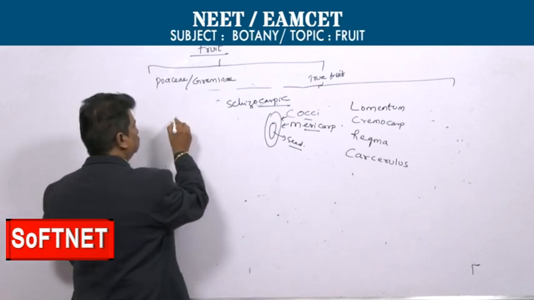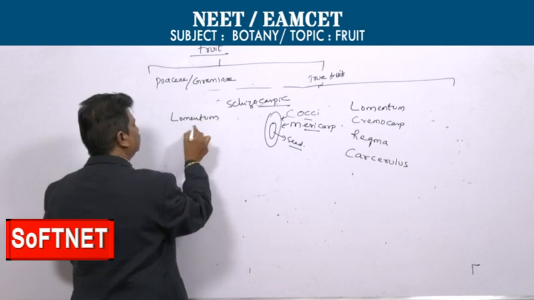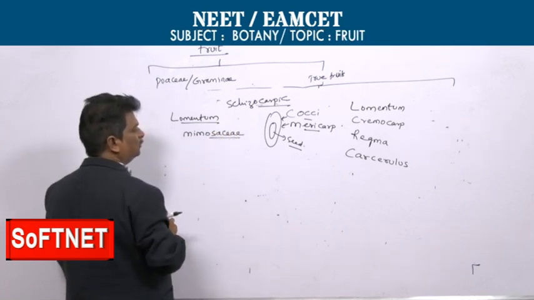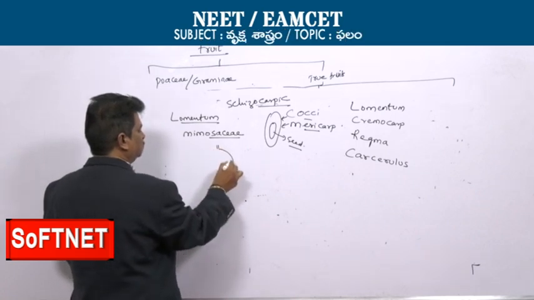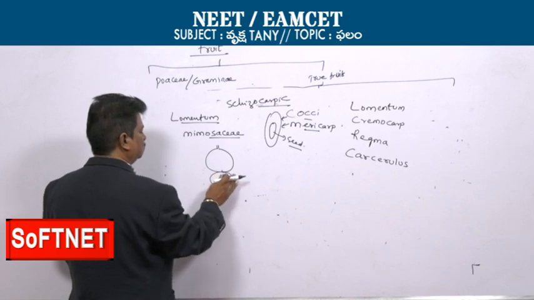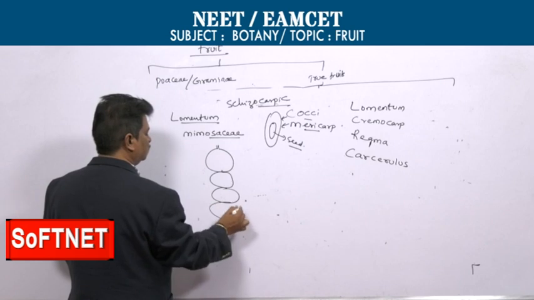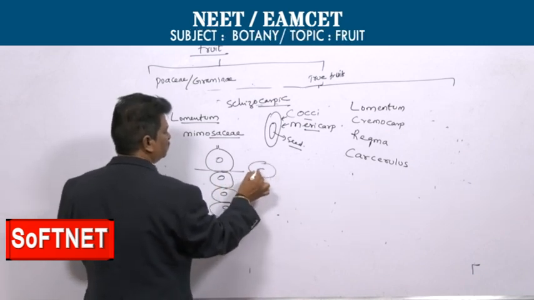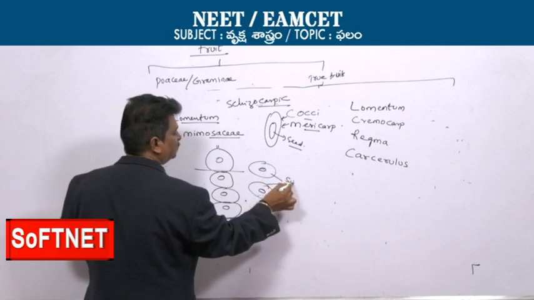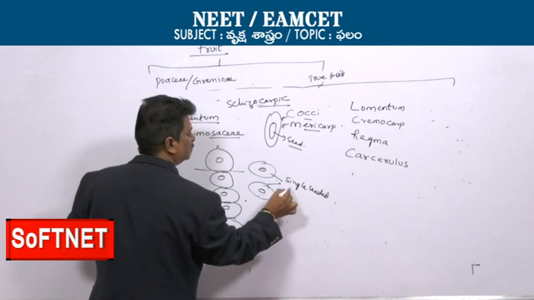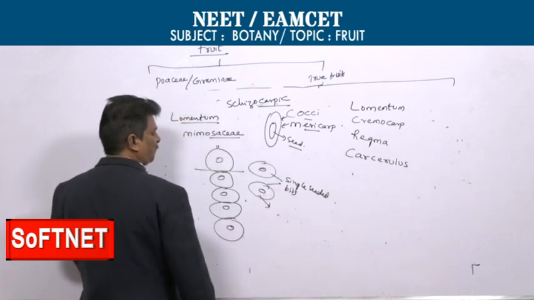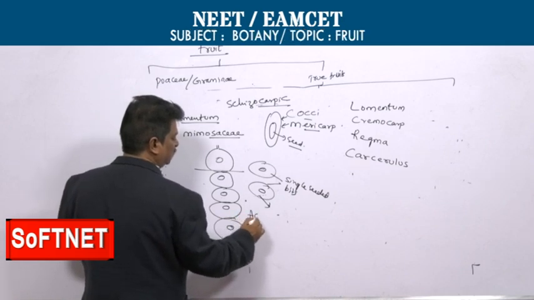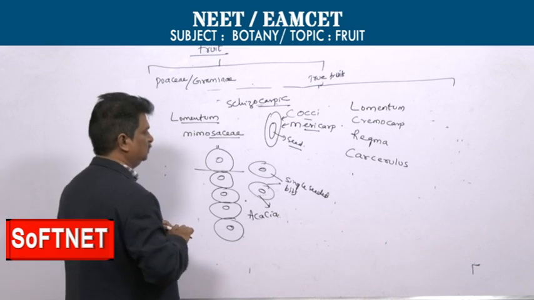First, the lomentum fruit. Lomentum is a characteristic fruit of the Mimosaceae family. This fruit is constricted by seeds. Then this fruit breaks into single-seeded bits. After that, the pericarp decays, and the seeds are released. Example for lomentum: Acacia.